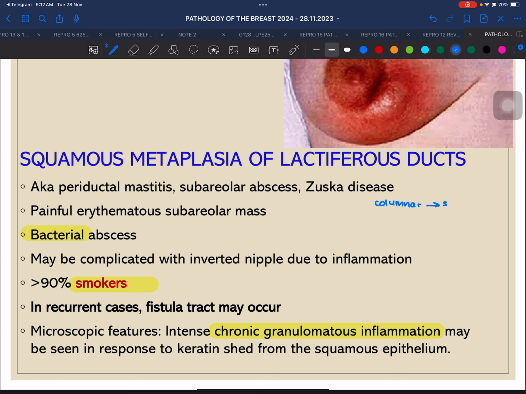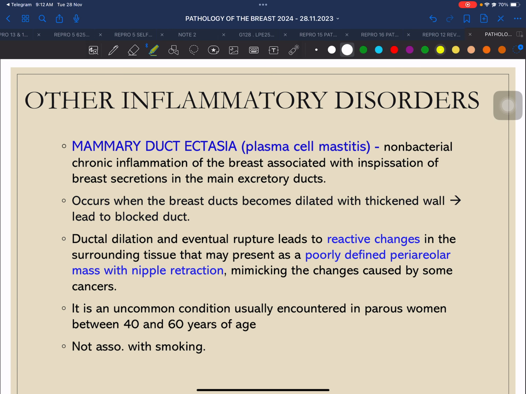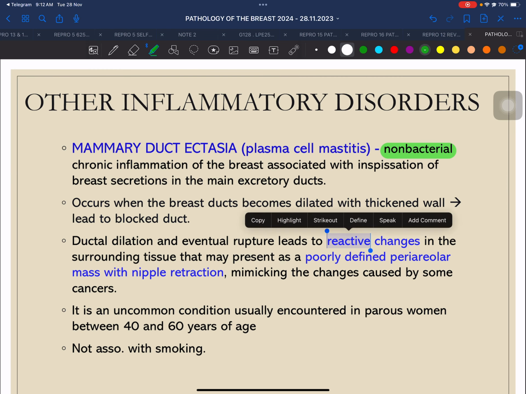Right? And then we have mammary duct ectasia, or plasma cell mastitis. This is a non-bacterial chronic inflammation associated with inspissation of breast secretion in the main excretory duct. This occurs when the breast duct becomes dilated and thickened, so it leads to a blocked duct. This dilatation and eventual rupture may lead to reactive changes in the surrounding tissue and can present with a poorly defined periareolar mass with nipple retraction. Okay, it is uncommon and it is not associated with smoking.